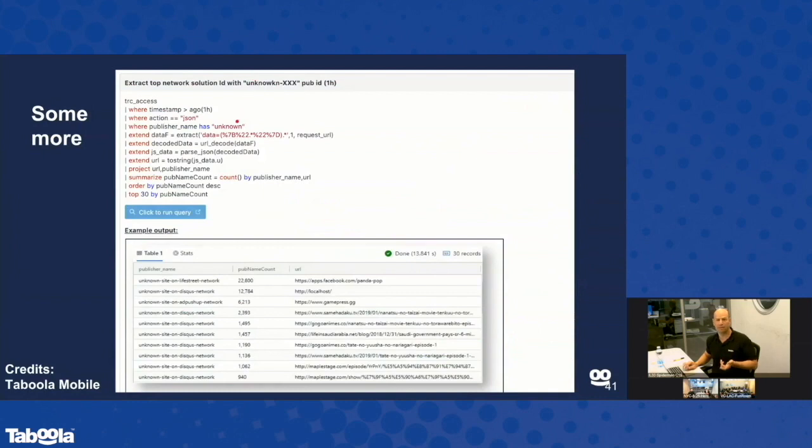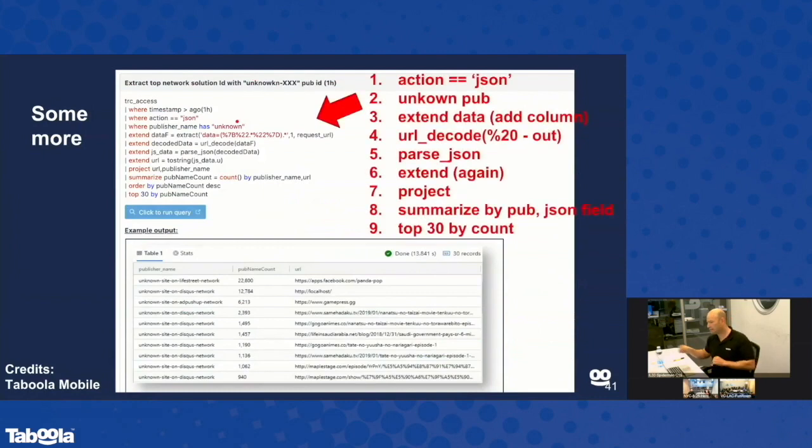Okay, that's another example. This example, Benson, maybe you will be interested in. I'm actually asking for recommendation requests from an unknown publisher. I'm adding a column. I'm decoding the %20 out, okay, URL decoding. I'm parsing the JSON that I got. I'm extending, but now with the field from JSON. I'm projecting. I'm taking only what I want with the JSON field per publisher, and then I'm getting the top 30 by count. So you can take your request, parse it, and add it to the table dynamically.